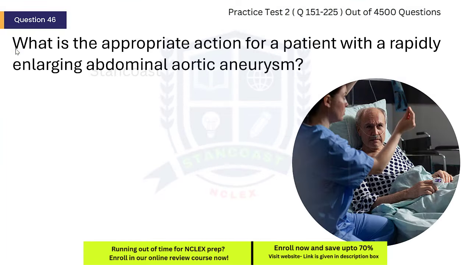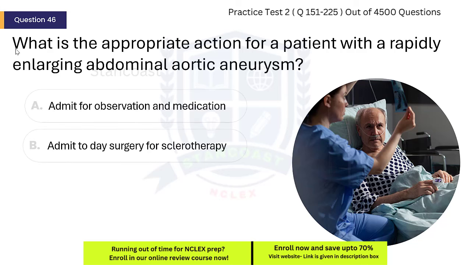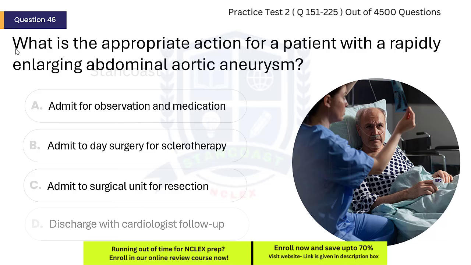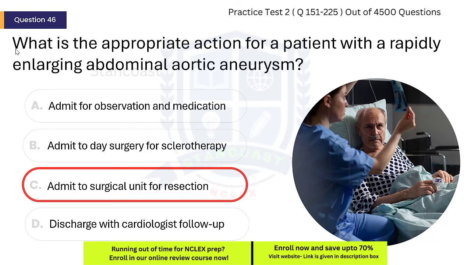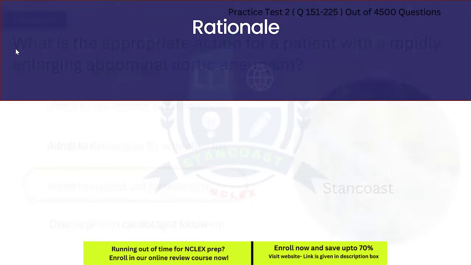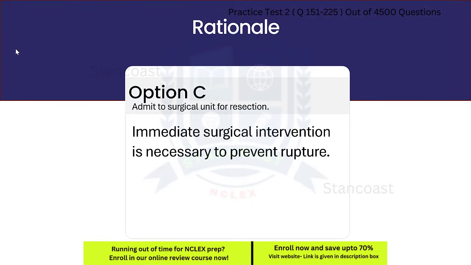What is the appropriate action for a patient with a rapidly enlarging abdominal aortic aneurysm? A. Admit for observation and medication. B. Admit to day surgery for sclerotherapy. C. Admit to surgical unit for resection. D. Discharge with cardiologist follow-up. Think about the urgency of treating an enlarging aneurysm. The correct answer is C. Admit to surgical unit for resection. Immediate surgical intervention is necessary to prevent rupture.